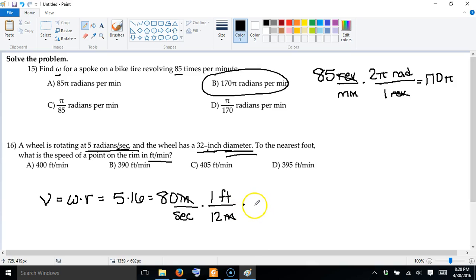And then I'm going to keep on doing this. I'm going to multiply it by, so how many seconds are in 1 minute? Well, 60 seconds are in 1 minute. So that gets rid of our seconds here. And multiply all the way through, and we get 80 times 60 divided by 12, which is 400 feet per minute. And we are done.